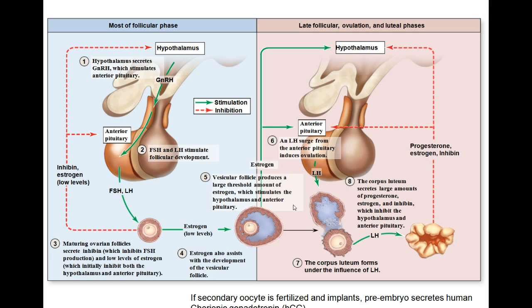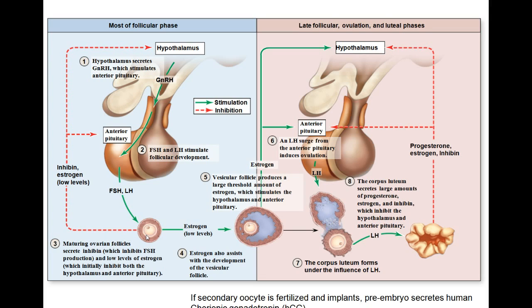Now if we look at this picture and try to go through it, here's gonadotropin releasing hormone. Here's the hypothalamus, and gonadotropin releasing hormone goes down to the anterior pituitary. The anterior pituitary is going to release FSH and LH. So here's what's going to happen.